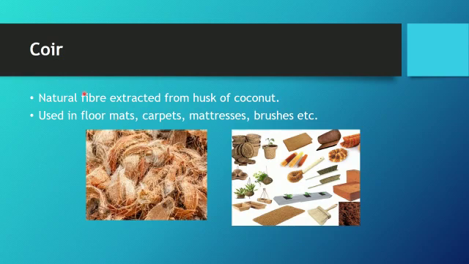The next natural fiber, again from a plant source, is called coir. It is extracted from the husk of the coconut, the outer part of the coconut. It's used in floor mats, carpets, mattresses, brushes, etc. You can see in this image where these coirs are being used.